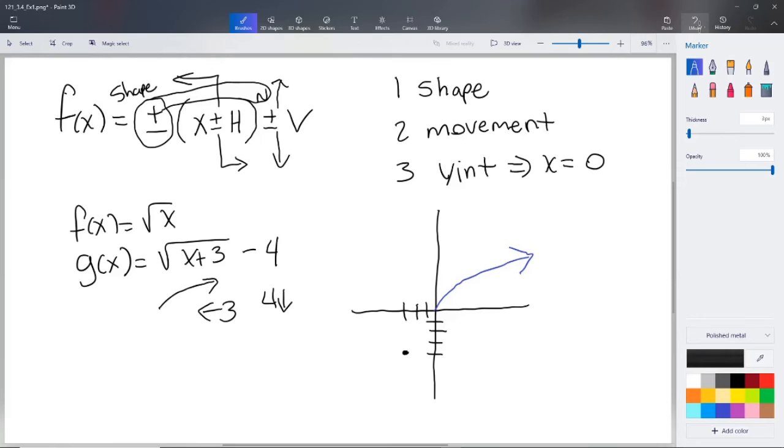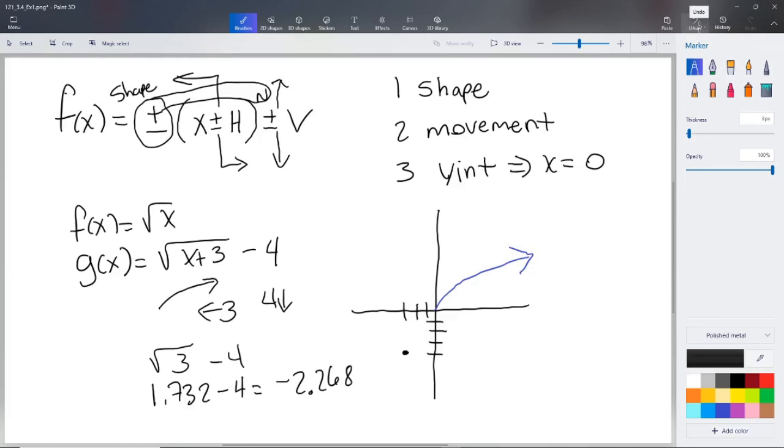So I go back to the g of x and I said, let's let x be 0. And if x is 0, that's going to give me the square root of 3, right? Because 0 plus 3 is 3, and then minus 4. Now, I don't know what the square root of 3 is, so that's when I rely on my trusty calculator here. The square root of 3 is 1.732. And then we're going to subtract 4 from that. And my calculator says that it's negative 2.268. So slightly between 2 and 3.